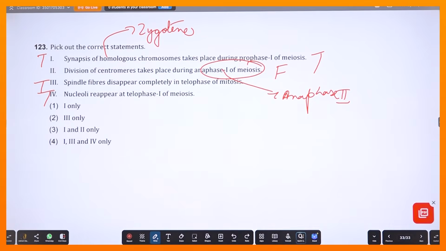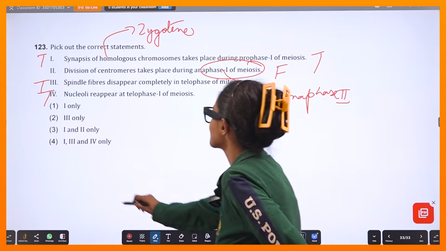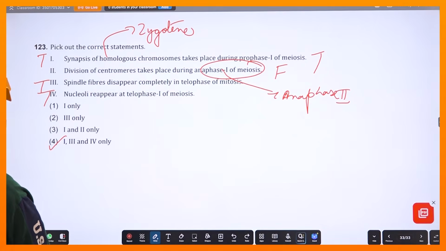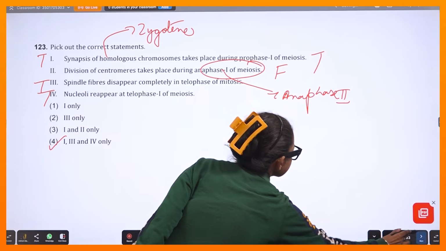Am I correct? 1, 3 and 4. So that means this option should be correct. Am I right? 1, 3 and 4. Right? Fine. So let's stick to this one.